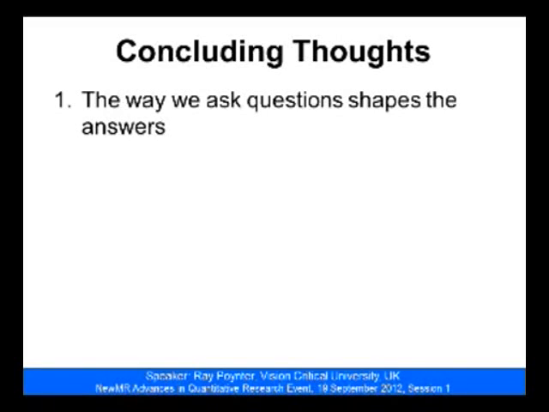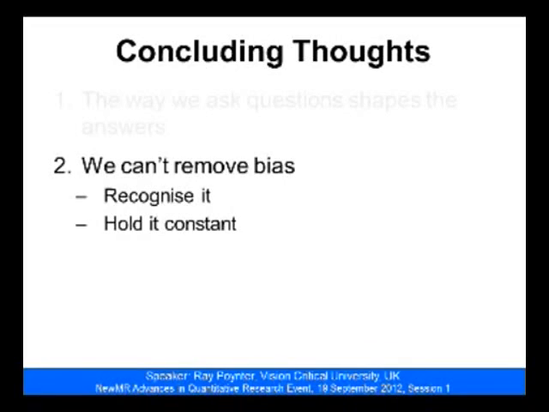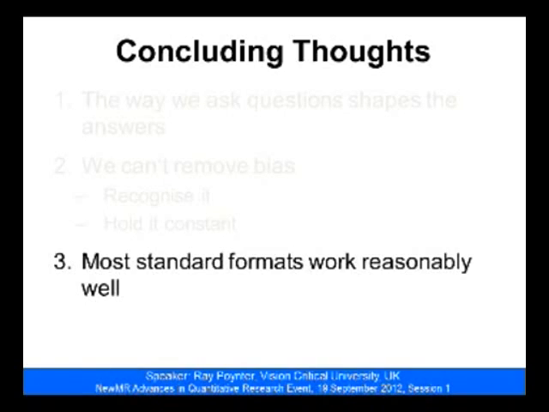So concluding thoughts, the way we ask questions shapes the answers. That's kind of scary, really. We can't remove bias. We need to recognize it. We need to hold it constant. If we can match up a positive bias and a negative bias, we can reduce the net amount, but we're still not going to remove it.